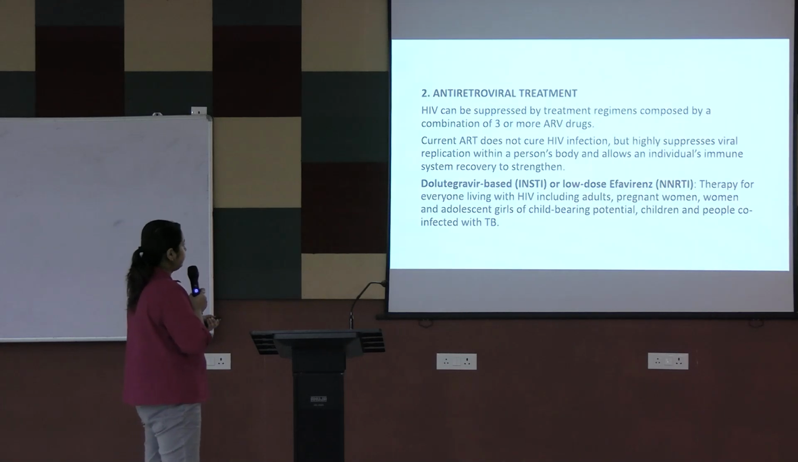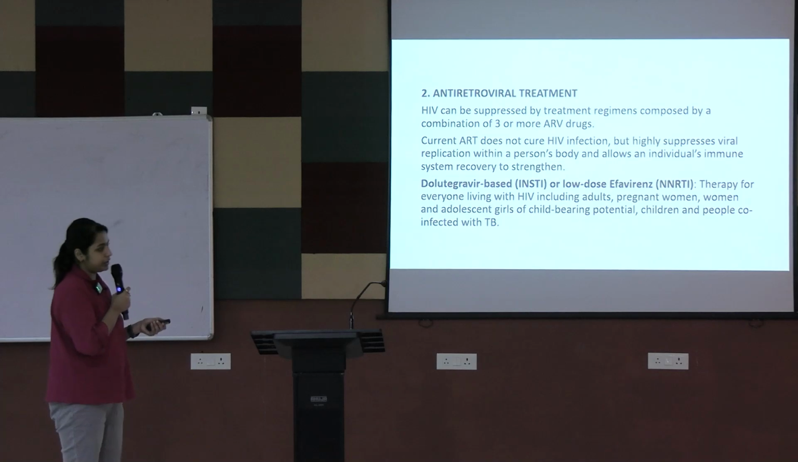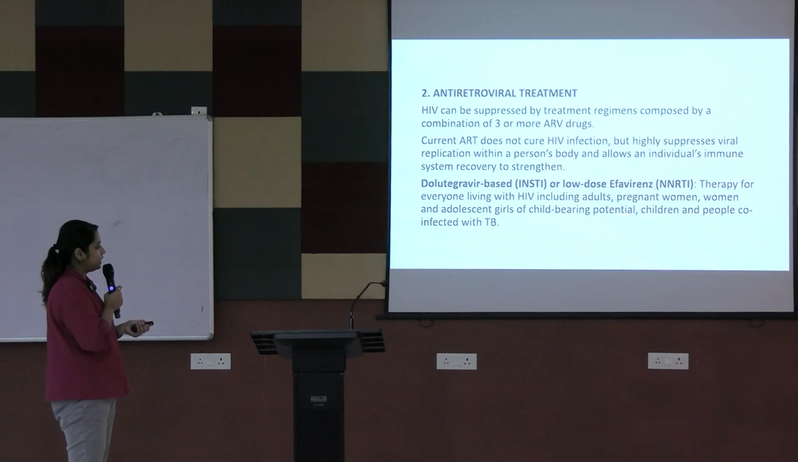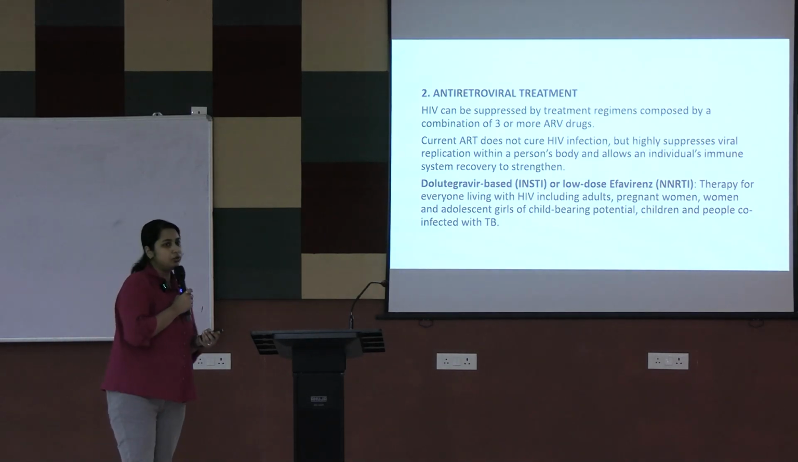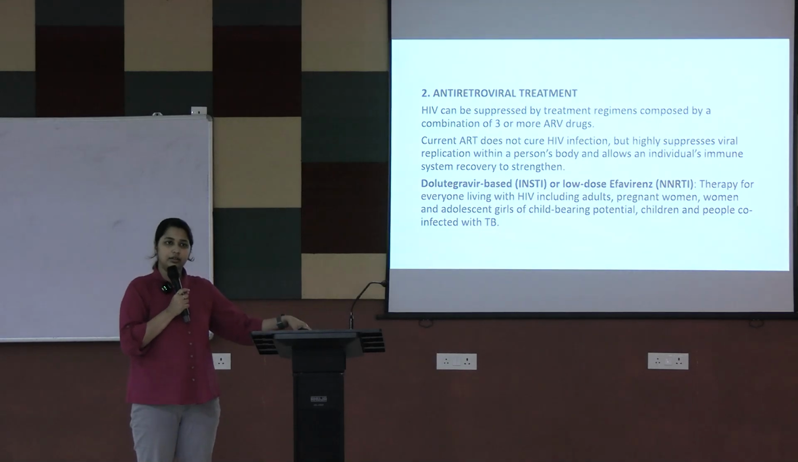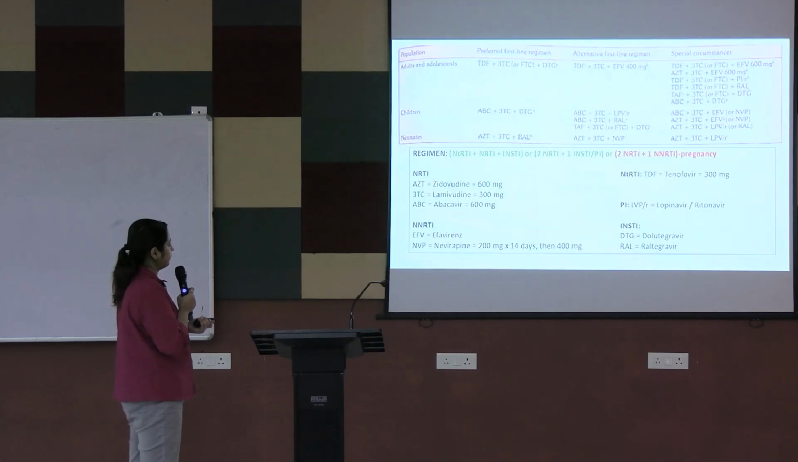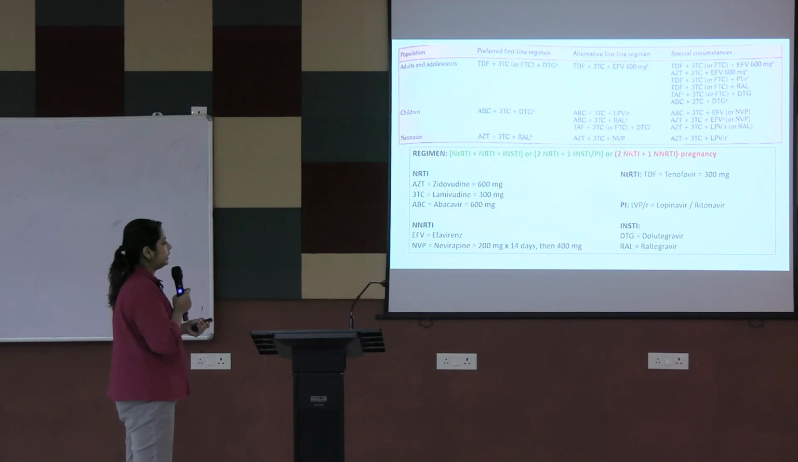So accordingly, the dolutegravir based or low efavirenz based treatment is for everyone living with HIV, including adults, pregnant women and adolescent girls of childbearing potential, children, and people co-infected with TB. So either you give an INSTI at the end or an NNRTI at the end, along with 2 NRTIs. Okay, so that is the treatment for ART. You either give an INSTI or you give an NNRTI.